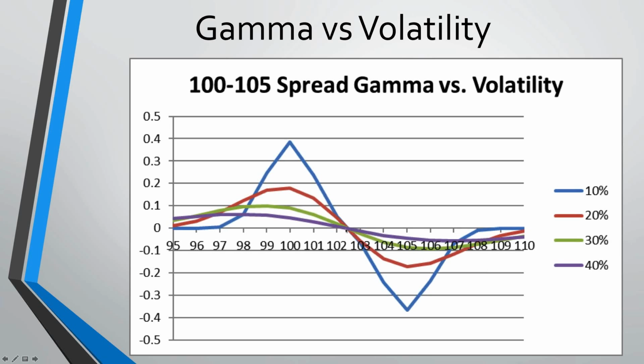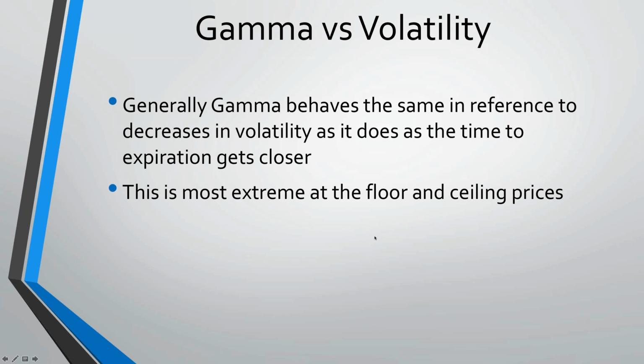As time and volatility looks, it really doesn't matter where the volatility is because it all crosses from positive to negative. So generally, gamma behaves the same in reference to decreases in volatility as the time to expiration gets closer. This is most extreme at the floor and ceiling prices.